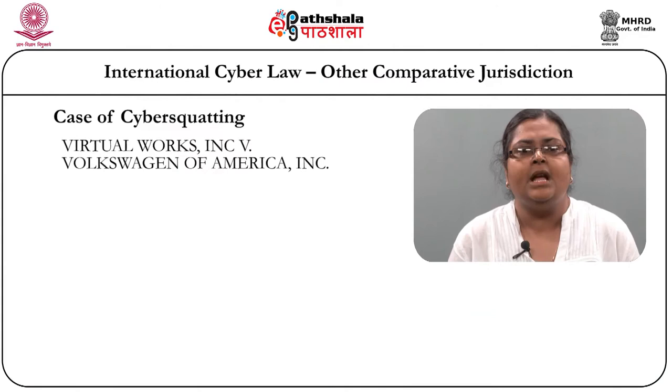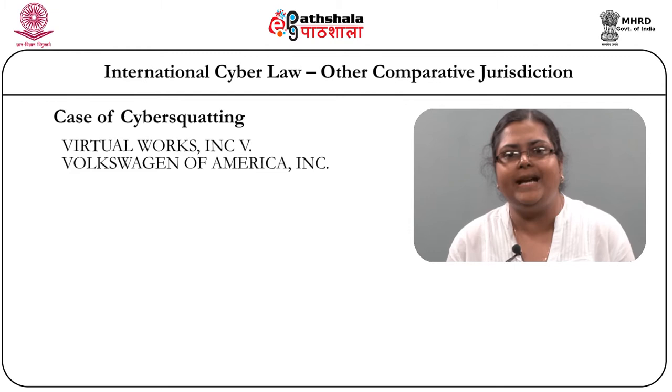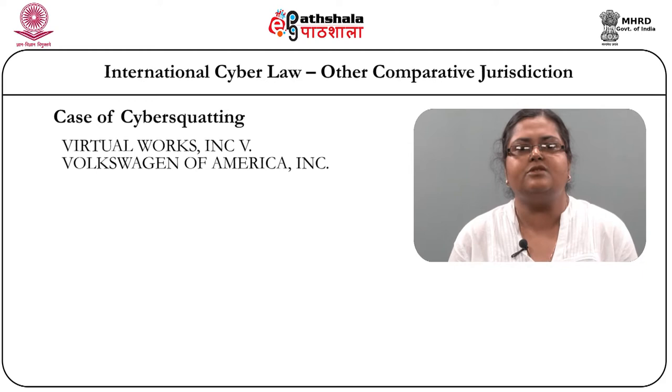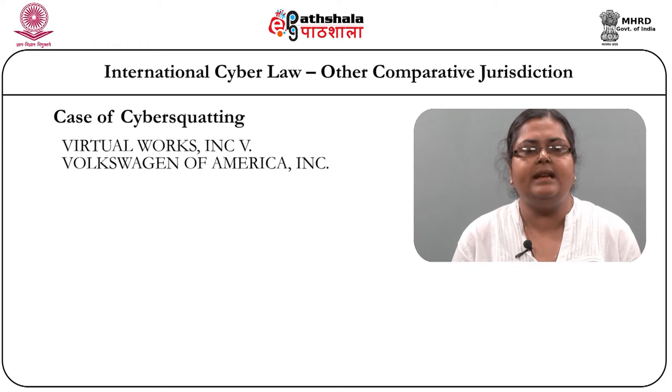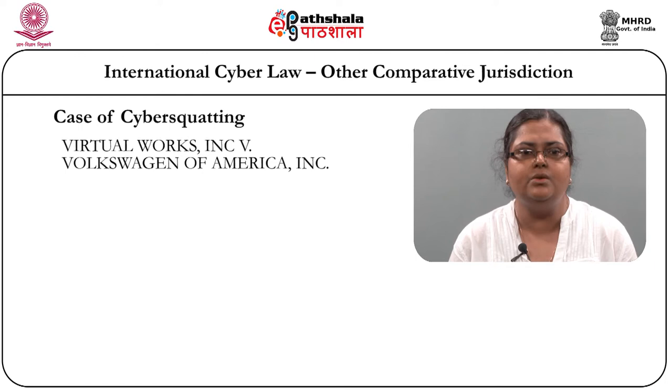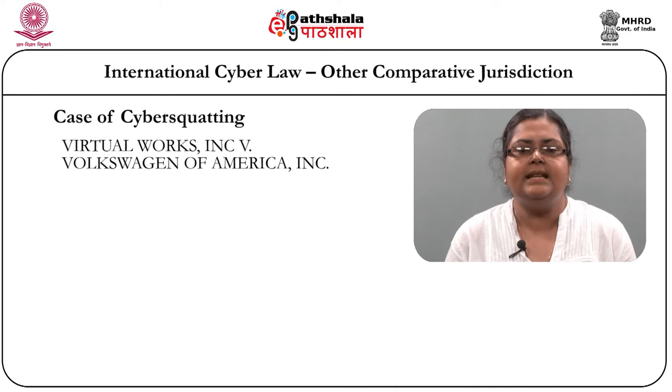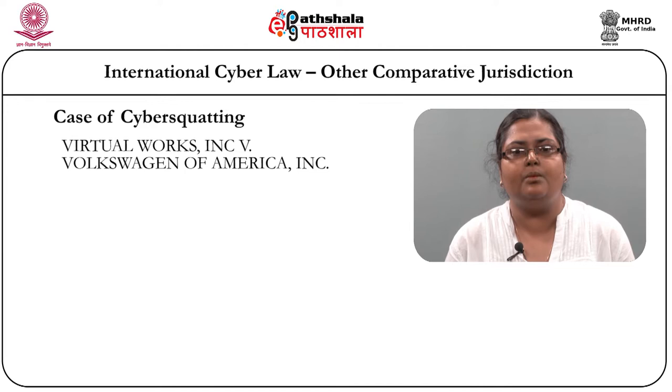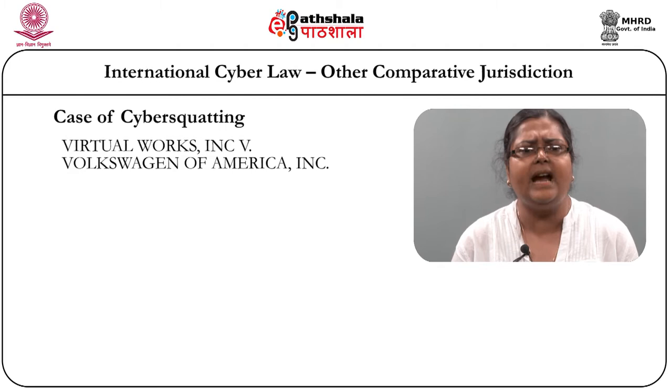Virtual Works Inc. registered the domain name vw.net in 1996. When they first registered the domain name, Virtual Works threatened to offer to sell the domain name to Volkswagen if they were willing to pay a lot of money. But instead, Virtual Works used the domain name for 2 years for the ISP business. In the year 1998, Volkswagen expressed an interest in purchasing the rights to vw.net. Virtual Works told Volkswagen they could purchase the rights to vw.net, but if they didn't pay within 24 hours, they were going to sell the rights to the highest bidder.